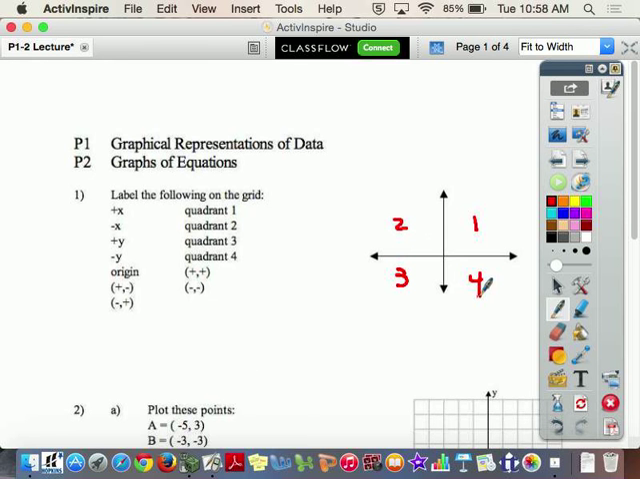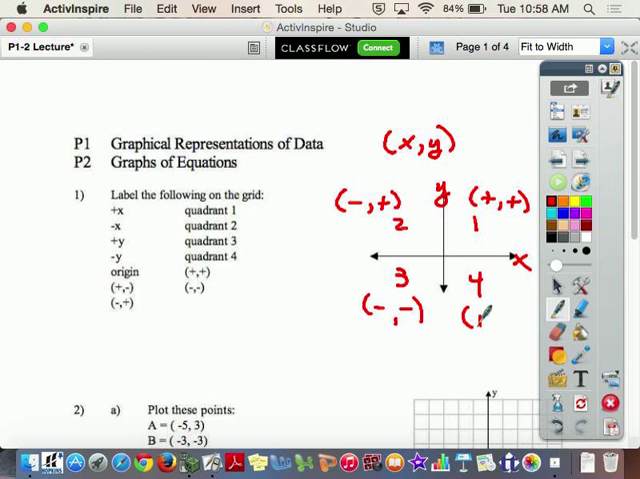And then also you probably should know that the y-axis is the vertical axis, the x-axis is the horizontal axis. And when you're talking about coordinates, you always write them alphabetically, x, y, which means that all the coordinates in quadrant 1 are positive, positive. The ones in the second quadrant are negative, positive, third quadrant, negative, negative, and fourth quadrant, positive, negative. So what they're talking about here is what the signs will be on the numbers that you're writing down in each of those different quadrants.